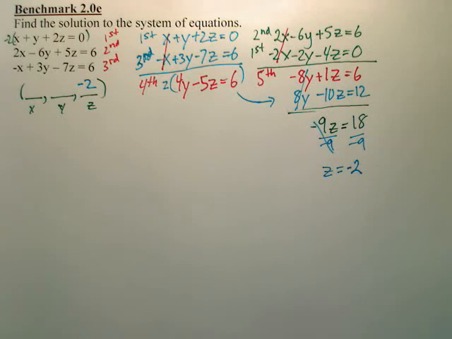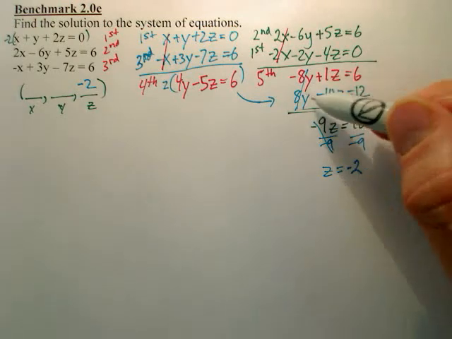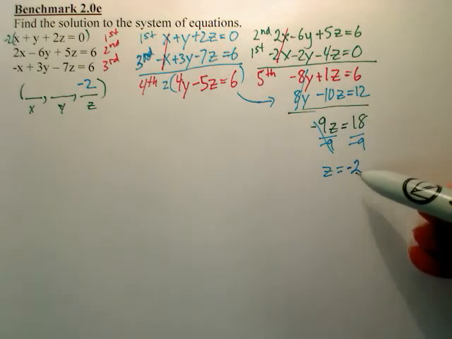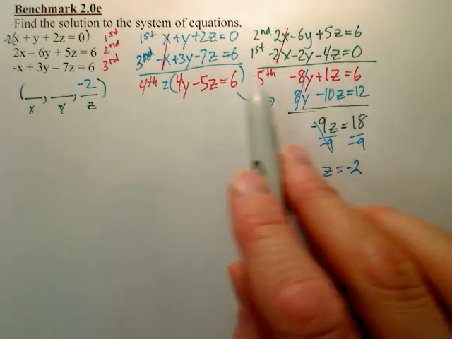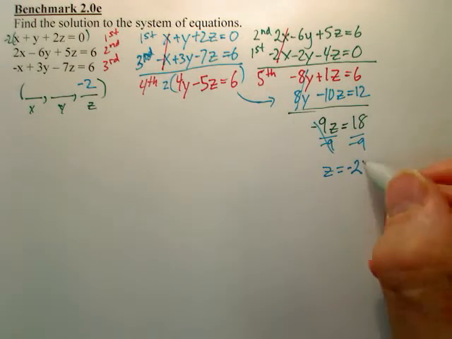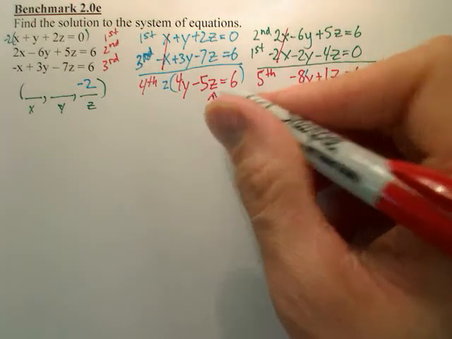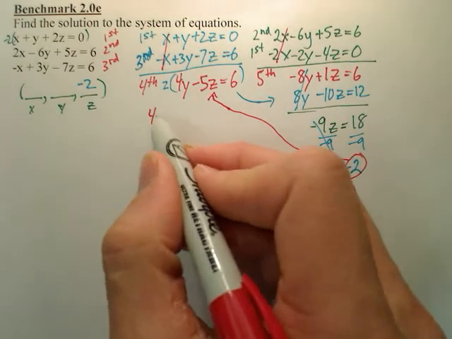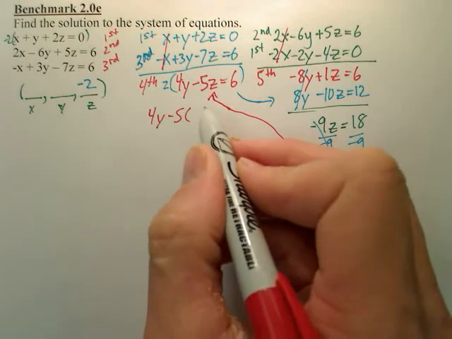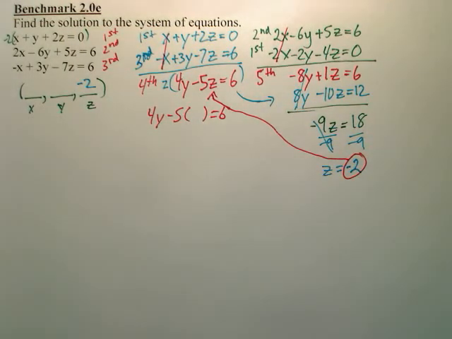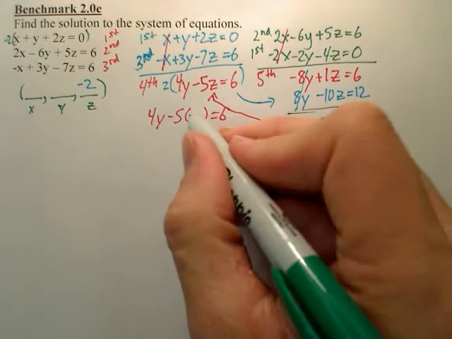How do we find x and y? Well, aren't we solving the systems right here? Yes. Didn't we just get z? So can't we take z and go plug it back into one of these two? Yeah. So I'm going to take this and just take it right up here and plug it right there. So I have 4y minus 5 times z equals 6, and z is negative 2.